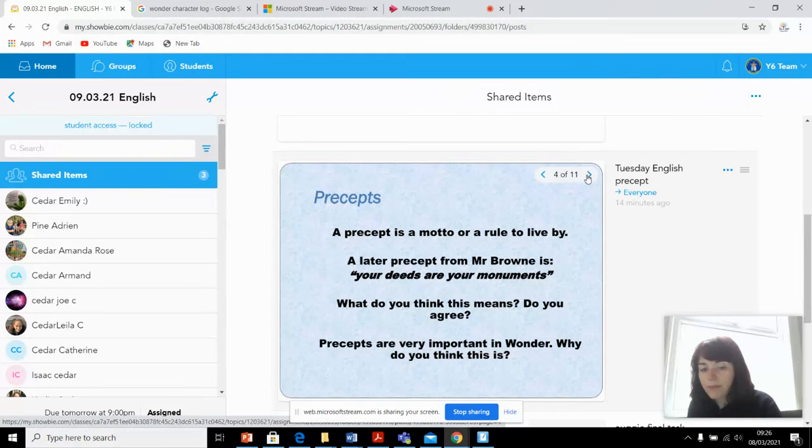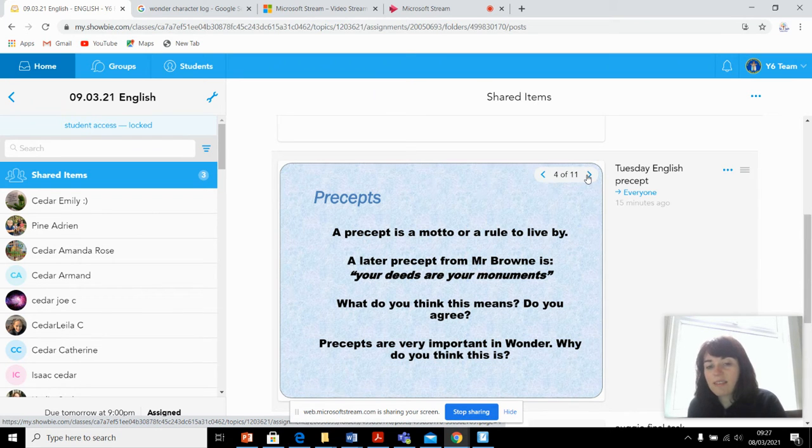Do you agree? Then I want you to have a think when you've paused. So you're going to pause this whilst you answer that question. Precepts are very important in Wonder. Why do you think this is? Okay, so first of all, when you pause it now, think about this precept, your deeds are your monuments, and discuss with a friend. What do you think it means? And do you agree? And then, precepts are very important in Wonder. Why do you think this is?